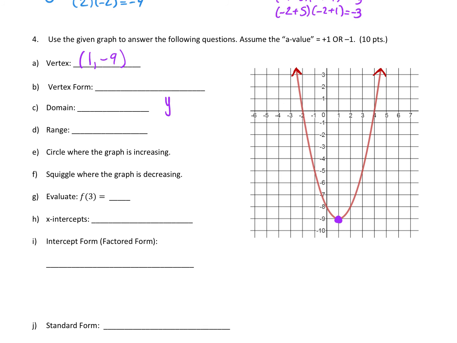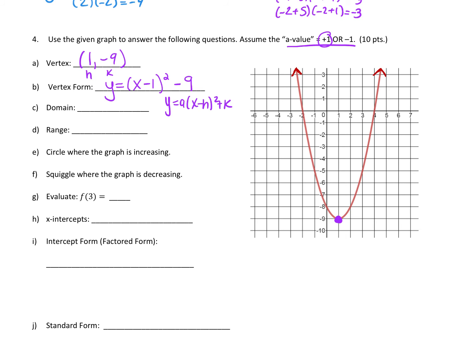And now vertex form looks like this, where my x is h and my y is k. And they say assume your a value is 1 or -1. Well, since my graph is opening up, I know my a value is +1, so I can write 1, or I don't have to write anything. So x minus h means x minus 1 squared minus 9 is what my vertex form equation would look like.